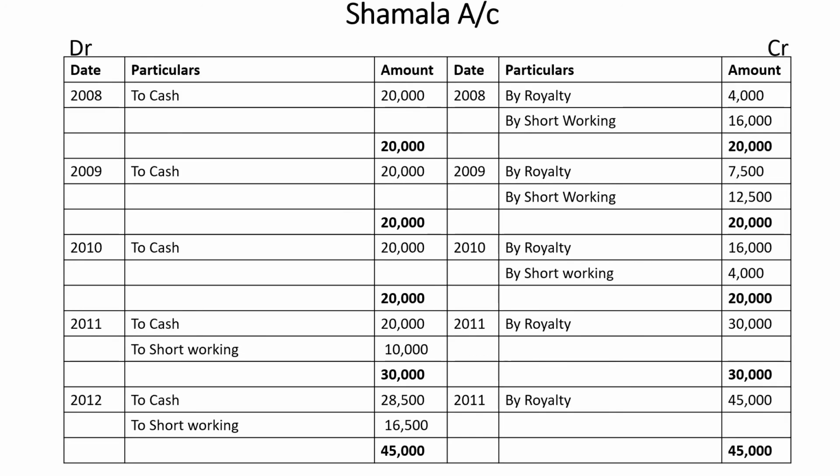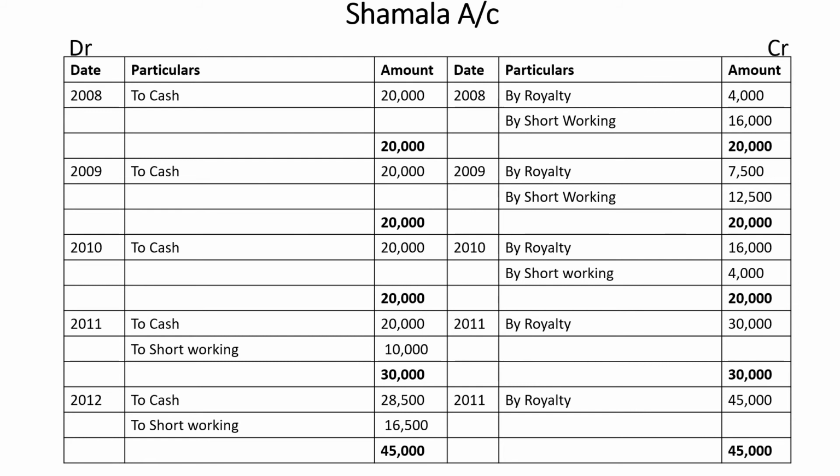Next, prepare the Shamula account, also called the lessor's account. Whatever cash you are paying, based on the payment made to the landlord. The first year cash paid to Shamula is rupees 20,000. It is a combination of royalty and short working. Royalty is rupees 4,000 and short working is 16,000. So 20,000 is balanced.